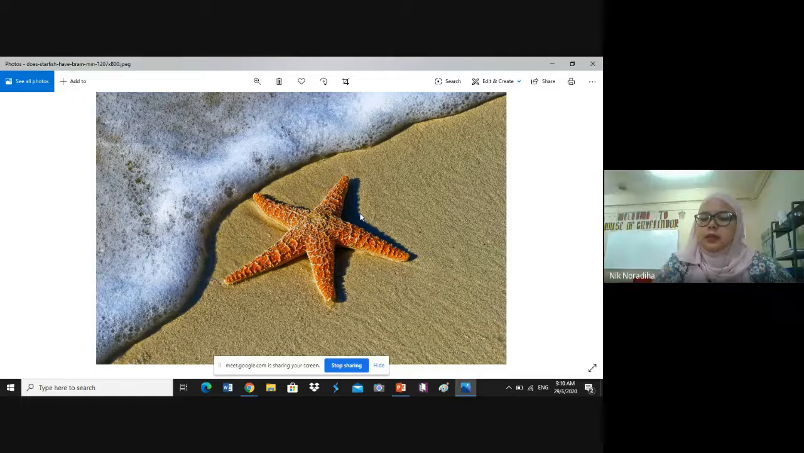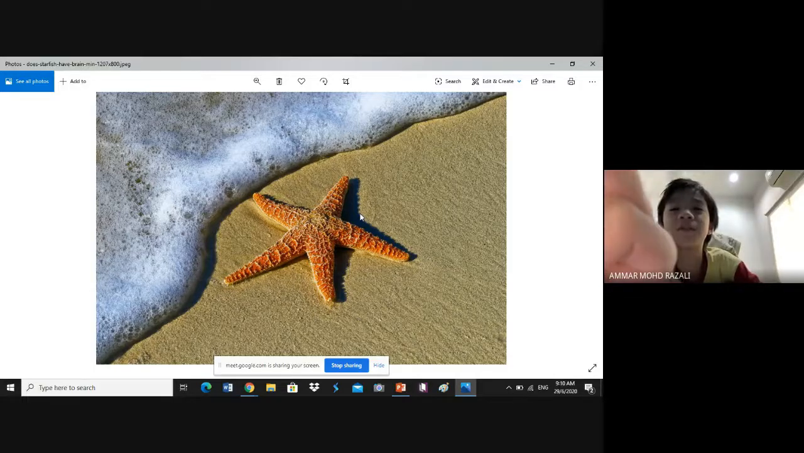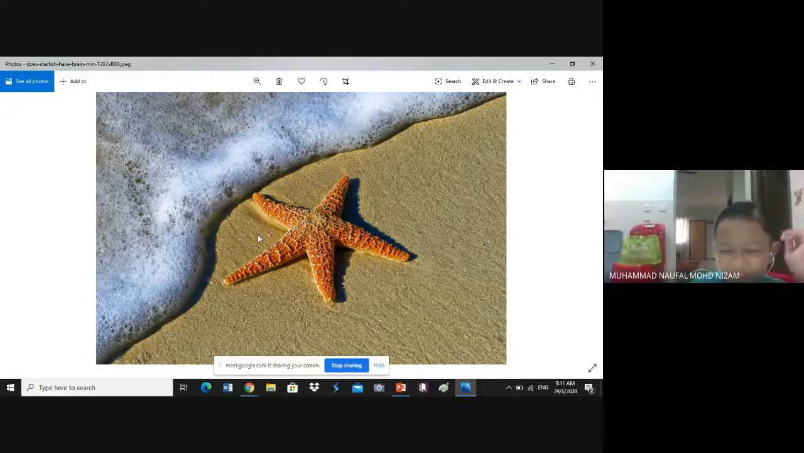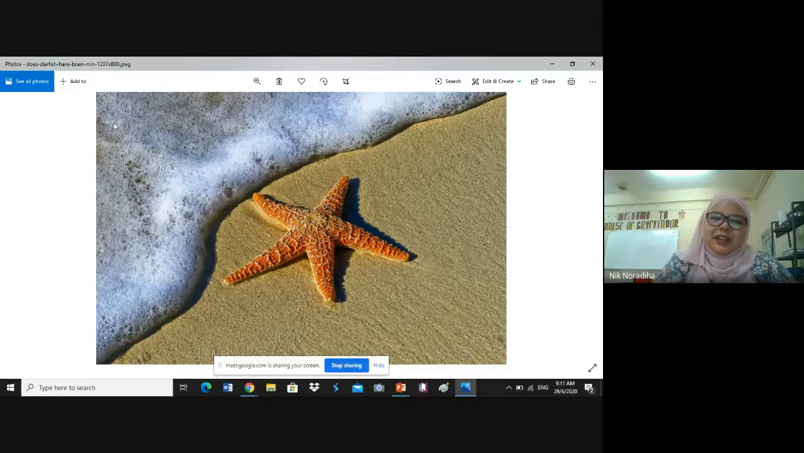Teacher, why does the caption beside the photo say the starfish has a brain? Oh, this one, some person on the internet asked, does a starfish have a brain? But today we're not going to discuss that. We're going to look at the surface of the starfish. So actually, the starfish has an irregular surface.